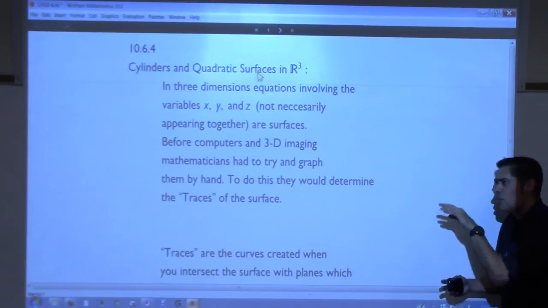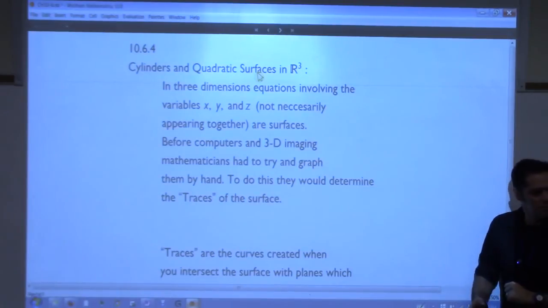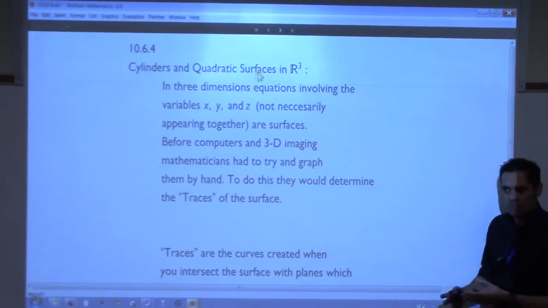Like, oh, see that equation? Sure, that's whatever. Ellipsoid, paraboloid, whatever.